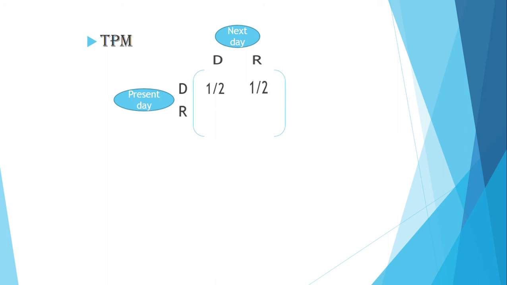In the same way, the next row, rainy day to dry day. If the present day is rainy, then what is the probability that the next day is dry? It is 1 by 3. In the same way, the next entry is rainy to rainy day. That is, if the present day is rainy, what will be the probability that the next day is also rainy? Rainy to rainy probability, we know, is 2 by 3. So this is nothing but the transition probability matrix of the described process.